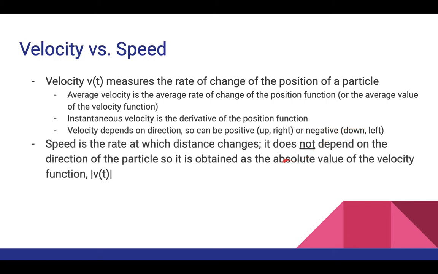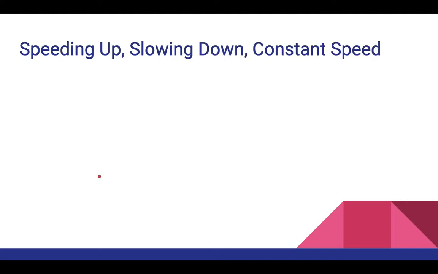Speed is the rate at which distance changes. It does not depend on the direction of the particle, so it is obtained as the absolute value of the velocity function, absolute value of v of t.